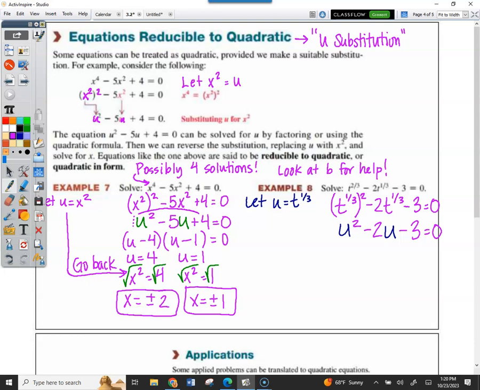Sometimes I'm too tall. Now we can finish this. Factors of negative 3 that add up to negative 2. Negative 3 and 1. And a is 1, so I can go straight to this. Did you get that? The solution comes from u minus 3. If I set that equal to 0 and solve, I get u equals 3 here, and u equals negative 1.